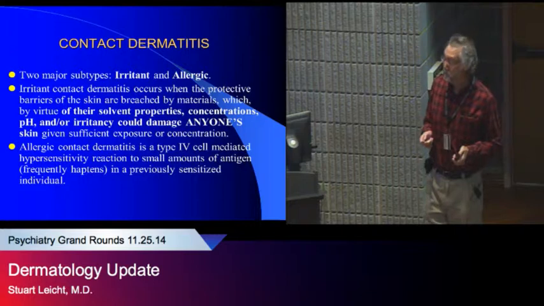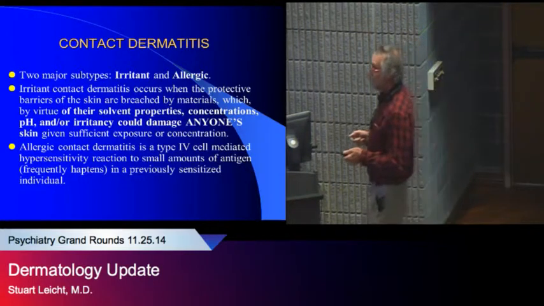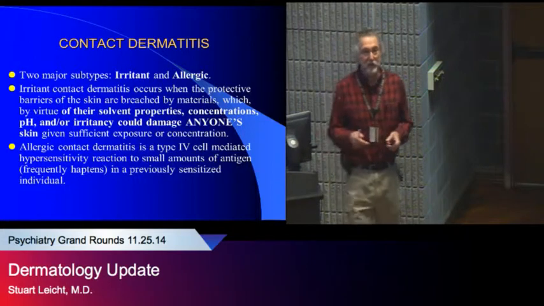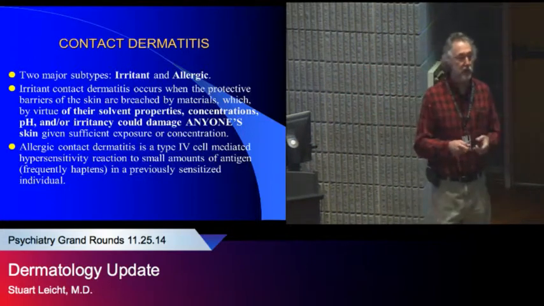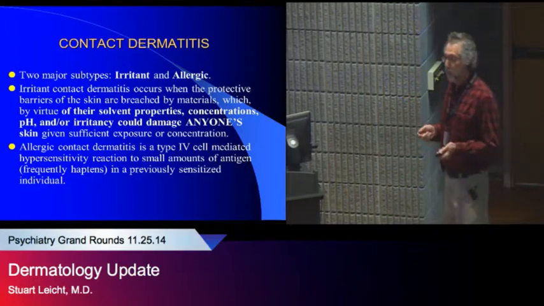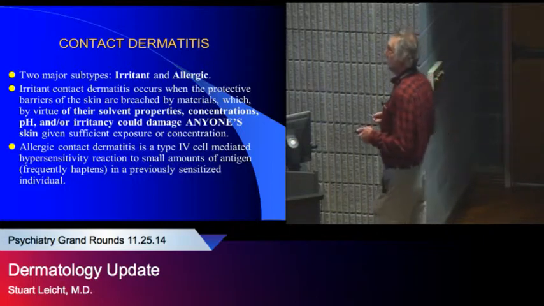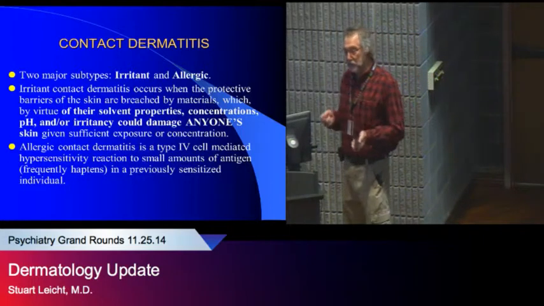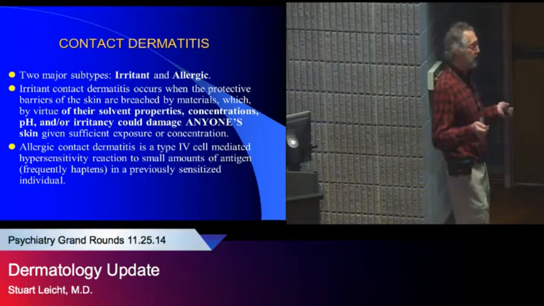Contact dermatitis, there are two major types that we're going to talk about. There's an irritant and allergic. An irritant contact dermatitis is an injury that's brought about by a material that can injure anyone's skin. We're talking about solvent properties, pH, salt attributes of the material, so that given a sufficient concentration and a prolonged enough exposure, it would damage anyone's skin.